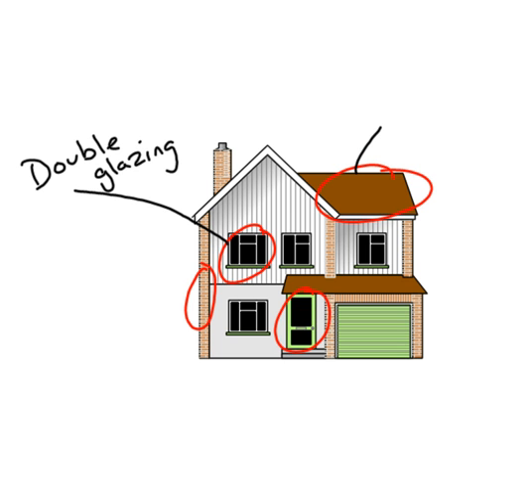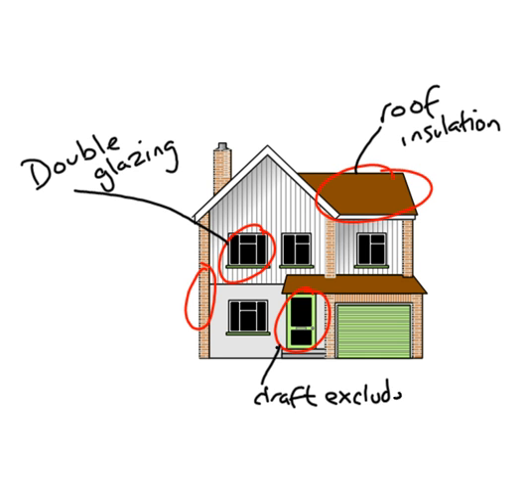Roof insulation up here. Roof insulation, so it's like stuff like fiberglass. There, we could have draft excluders around the door frame, and another big one, cavity wall insulation.